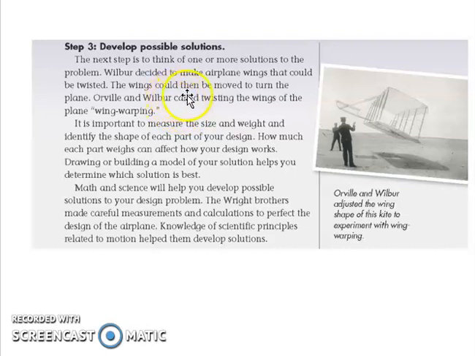It says here, the wings could then be moved to turn the plane. Orville and Wilbur called it twisting the wings of the plane, or wing warping, because through the wings of the kite, they could adjust the direction of the flight. It is important to measure the size and the weight and identify the shape of each part of your design. How much each part weighs can affect how your design works. So drawing and building a model is one part of the solution. As I mentioned, it's easy to test it first with the model compared to the real one, because it's expensive to try the real one before the model.